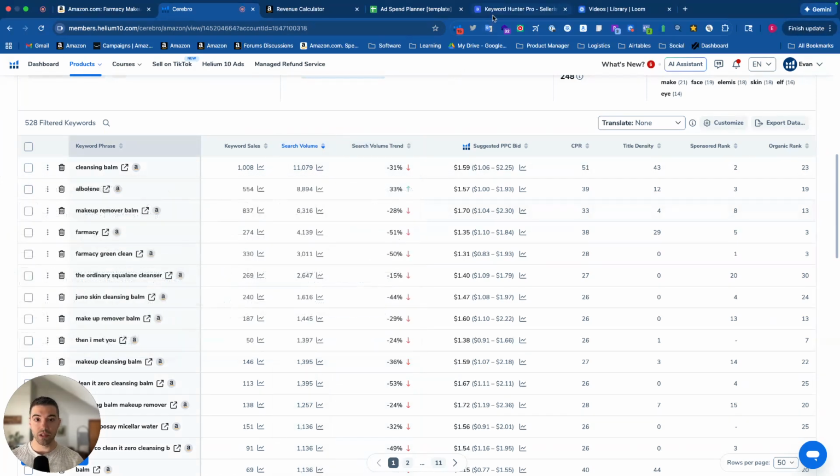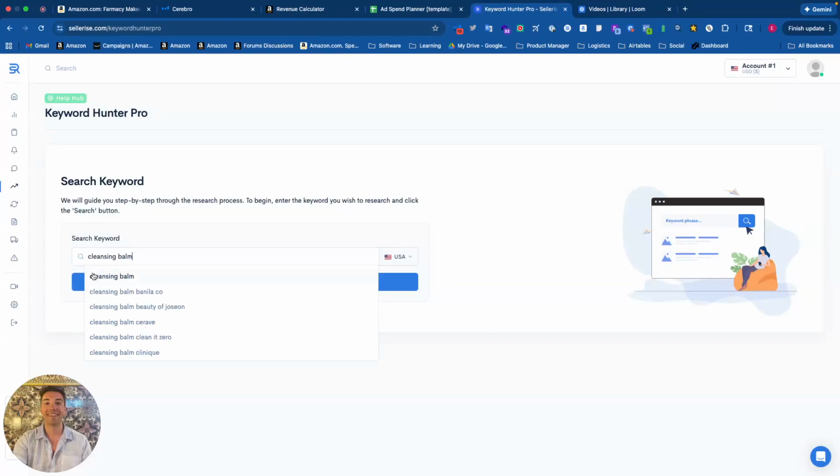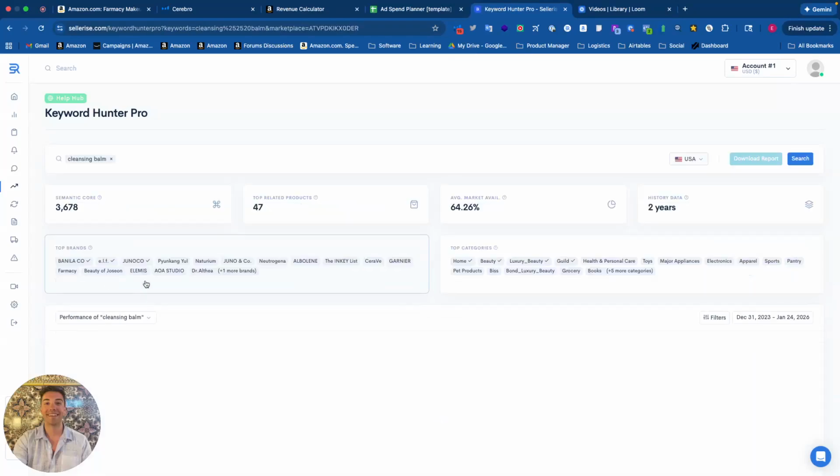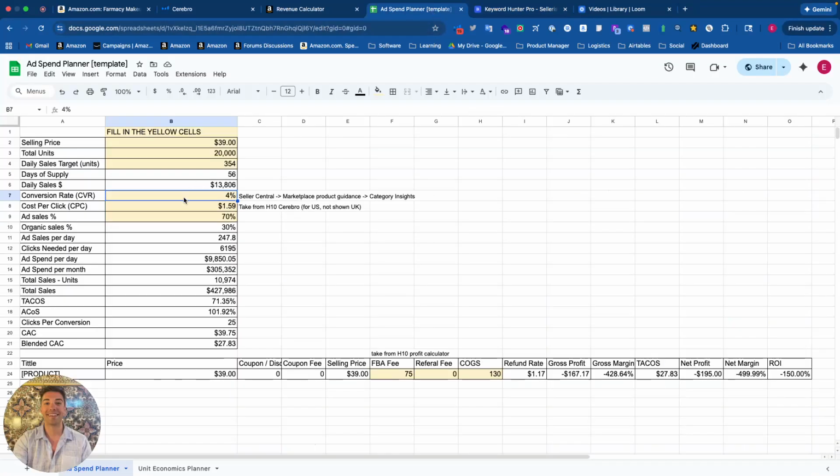I'll use another tool called Keyword Hunter Pro by Solarize, and I'll type in cleansing balm, and I'll search that. And this is going to show me what the conversion rate is. So it says 24%, and then it shows me related keywords, 25 to 30%. So 24% looks like a great assumption for conversion rate.